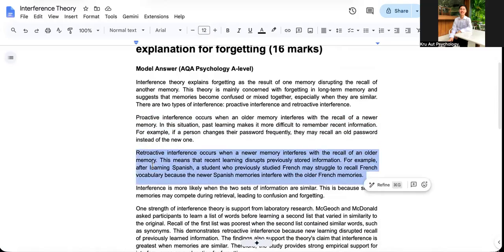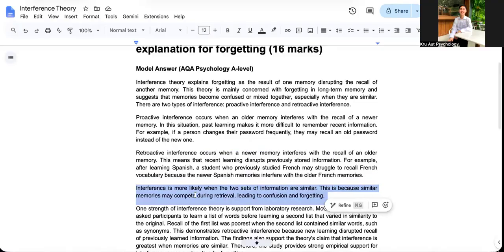Retroactive interference occurs when a newer memory interferes with the recall of an older memory. This means that recent learning disrupts previously stored information. For example, after learning Spanish, a student who previously studied French may struggle to recall French vocabulary because the newer Spanish memories interfere with the older French memories. So this time the new memory makes it more difficult to recall the older memory, opposite to proactive interference. Nothing difficult to understand here.